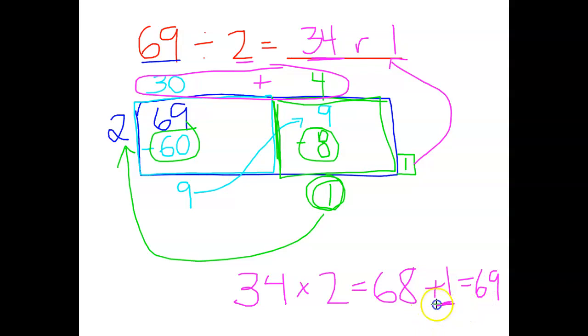The reason why you don't multiply the remainder is because it's not actually part of the group. It's not part of the array. It's just kind of an extra. And so we're just going to add it to the array of 34 by 2 to get up to 69.